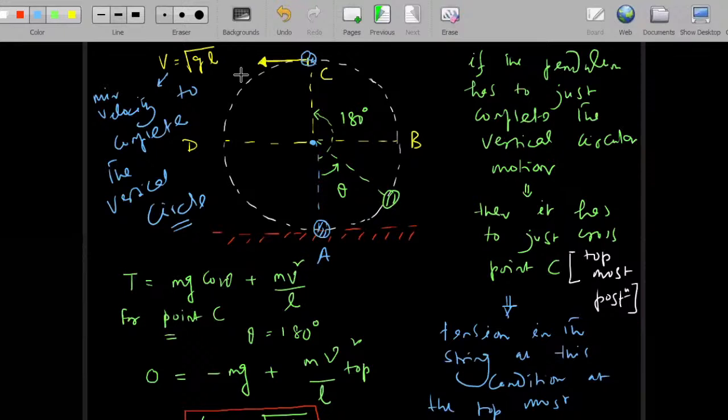Sir, if the velocity is less than root gL, then it will not fall completely vertically downwards, no, sir? No. It will move like a projectile. Okay, sir, the rope is slack, no? So it is having some horizontal velocity, which means it will move like a projectile. I will come to that. Wait now.